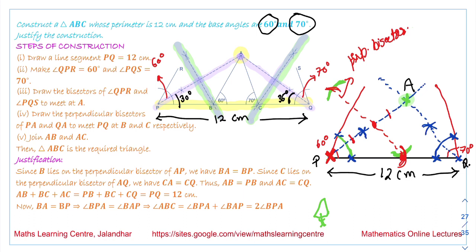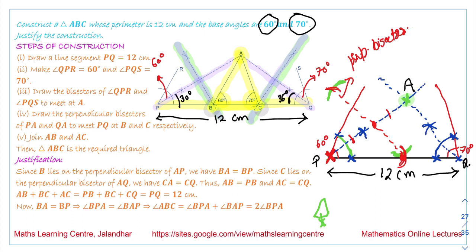And the points where they meet the line PQ, these 2 points, we call the points B and C. So when we join these 3 points, AB, AC and BC, we obtain this triangle over here, and this is the required triangle where this angle, if we measure, will be 60 degrees, and this angle will be 70 degrees.